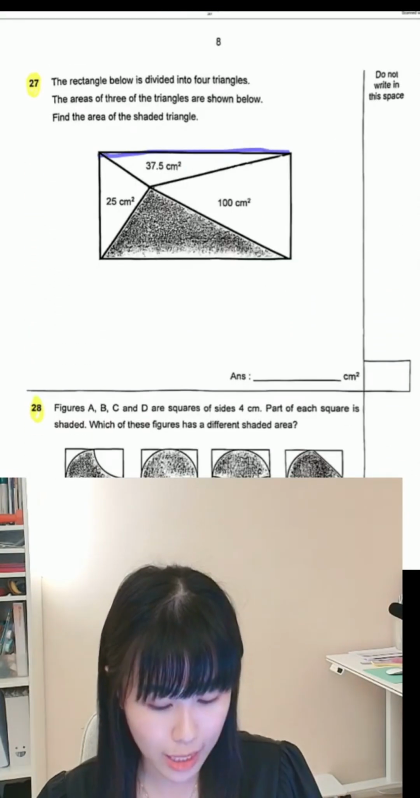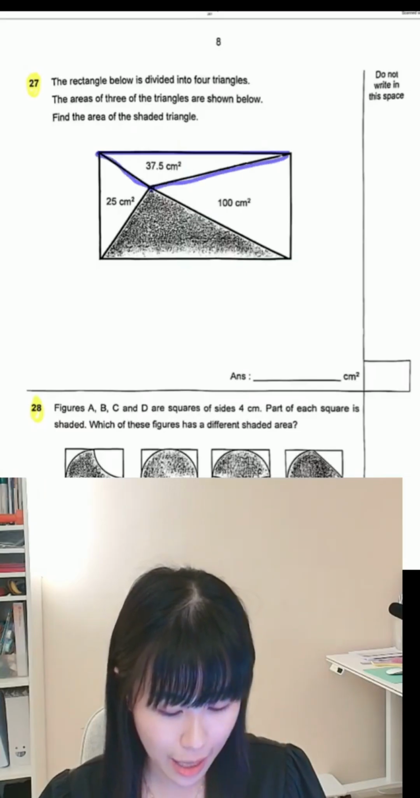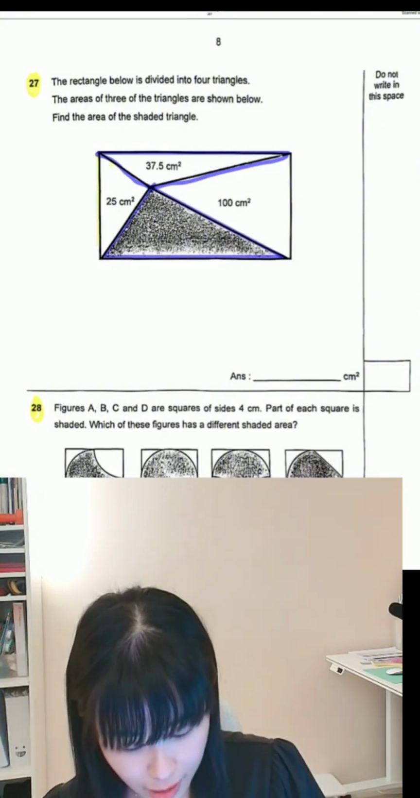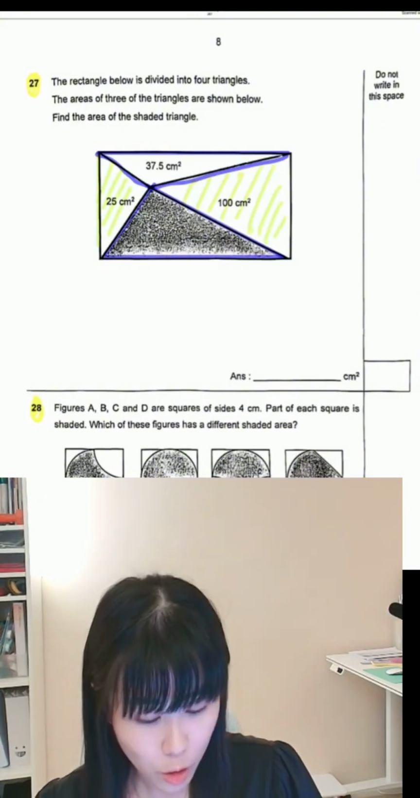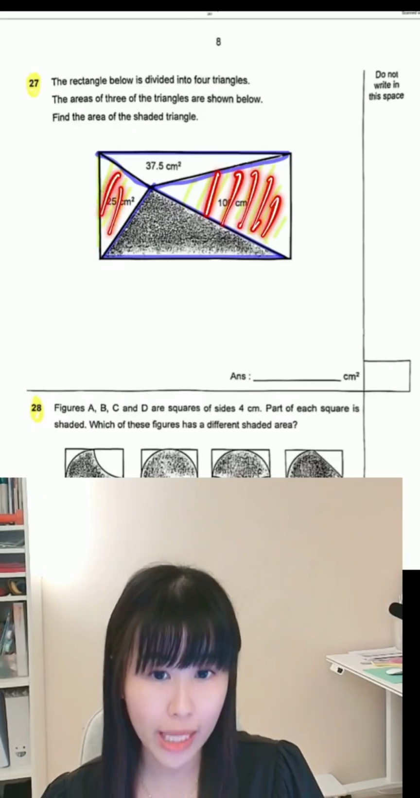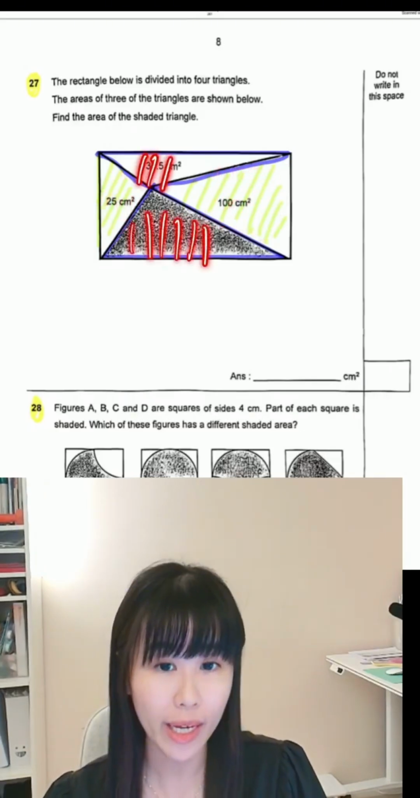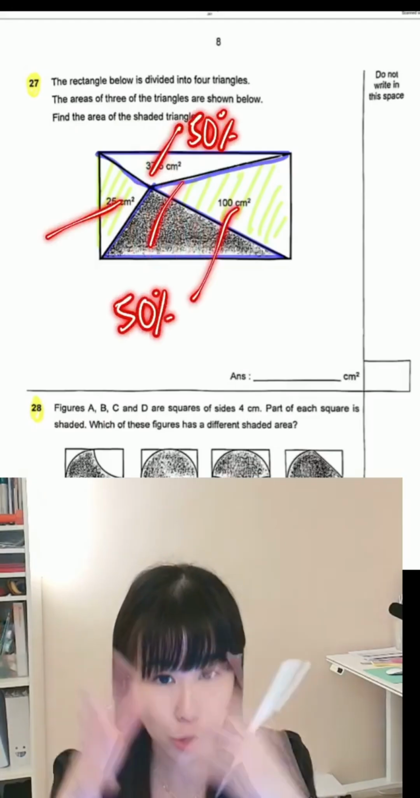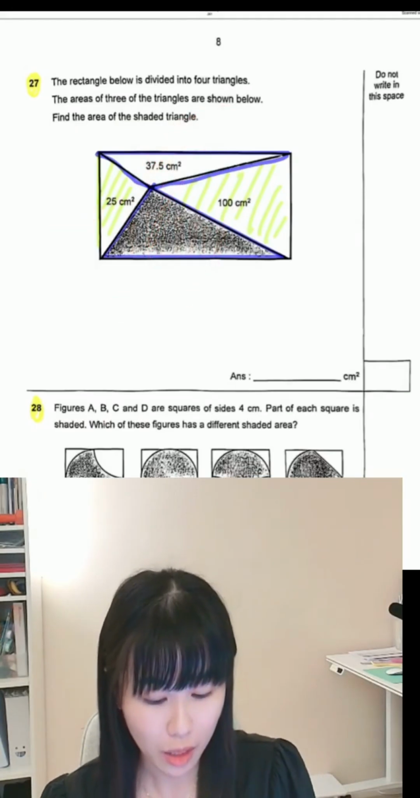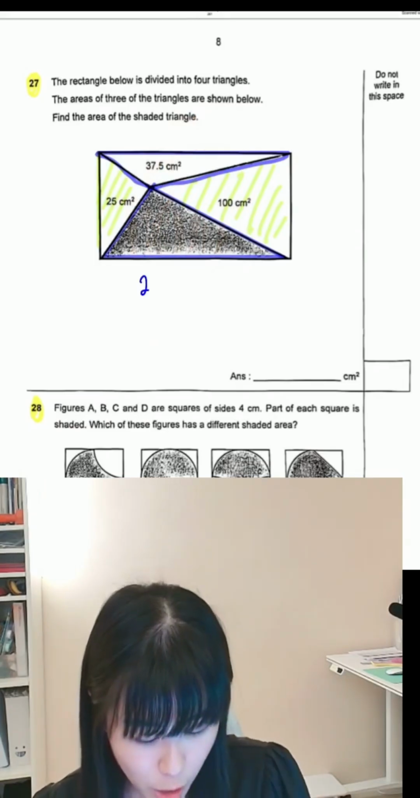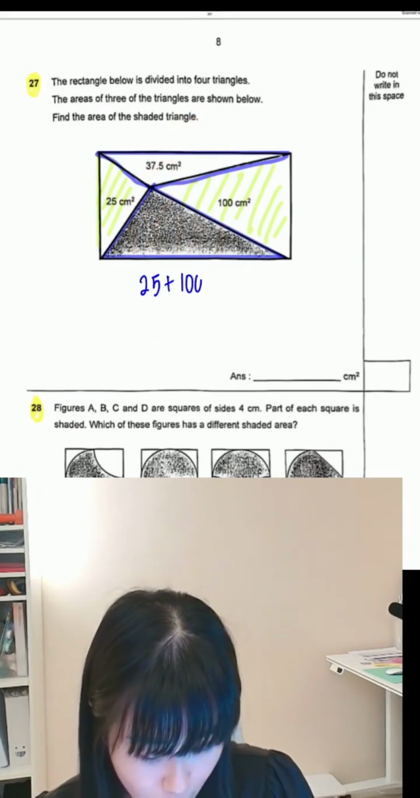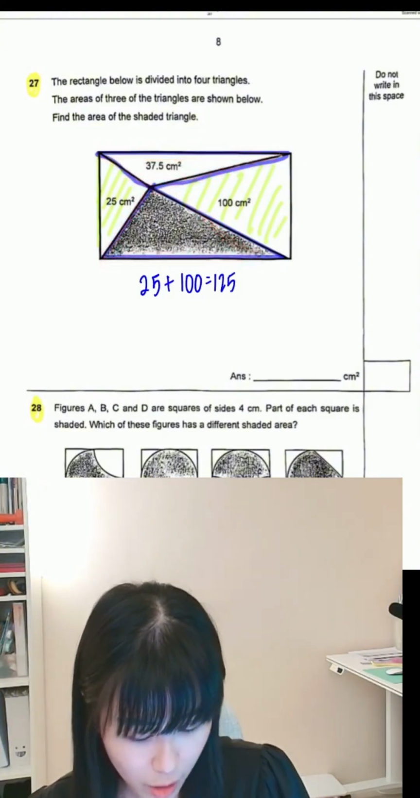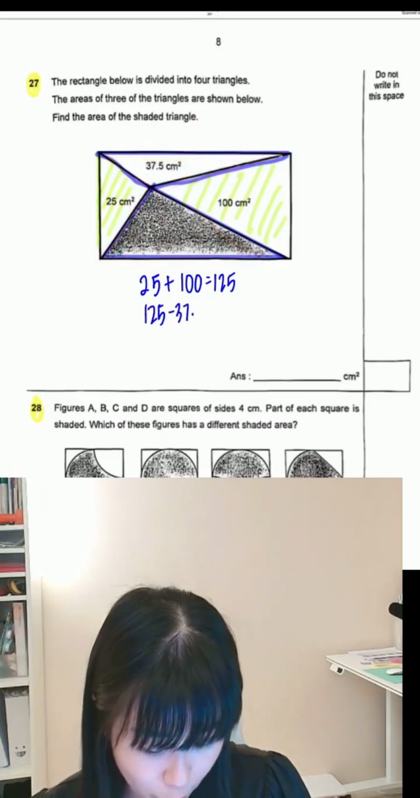You need to know this, and this, make up how many percent of the rectangle. This and this will make up 50%. So basically, the green color one, these two add up will become the blue color one. Why? Because these two are 50%, which is half, and these two make up 50%, 100%. They are the same, 50%. So if you just know that concept, it is just 25 plus 100 is 125. Then you will know this and this is 125. Then you just do 125 minus 37.5, you will get the answer already.